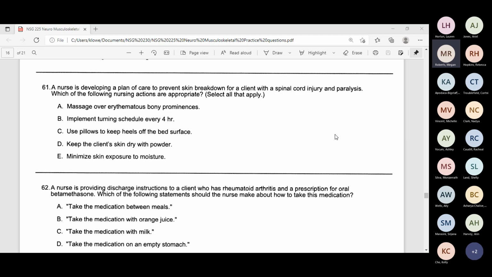What about minimize skin exposure to moisture? Yes. So we said we would use pillows and we would minimize skin exposure to moisture.